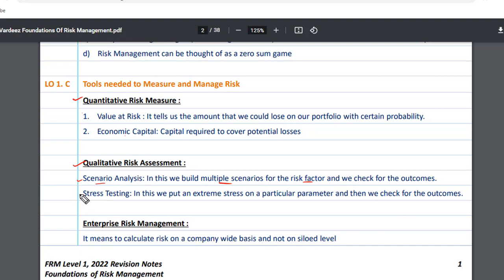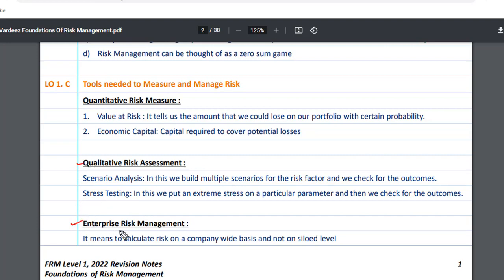And the other thing that we have in qualitative is known as stress testing. In this we put extreme stress on a particular parameter, and then we check for the outcome. What if the market goes down 20%? That's an extreme one-day event, one that probably happens only over a long period of time. Then where do we stand? Are we still able to absorb that loss? That is something we do in stress testing. So these are the two measures that we do in qualitative risk assessment.